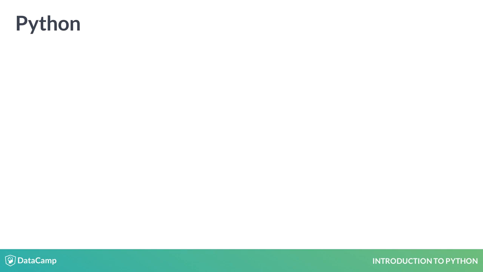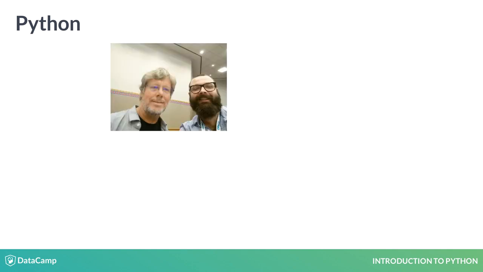Python was conceived by Guido Van Rossum. Here you can see a photo of me with Guido. What started as a hobby project soon became a general purpose programming language. Nowadays, you can use Python to build practically any piece of software. But how did this happen?